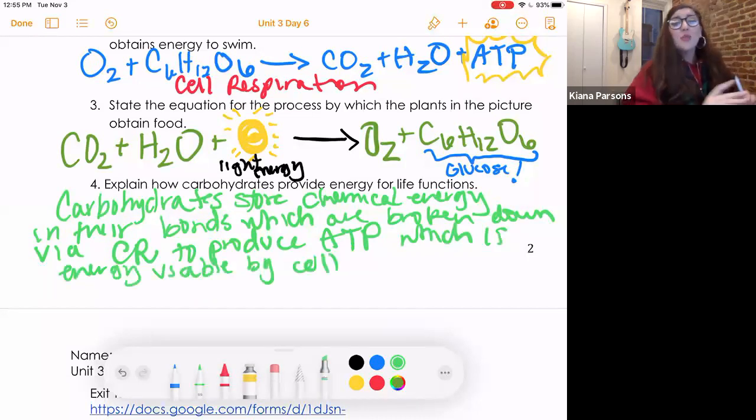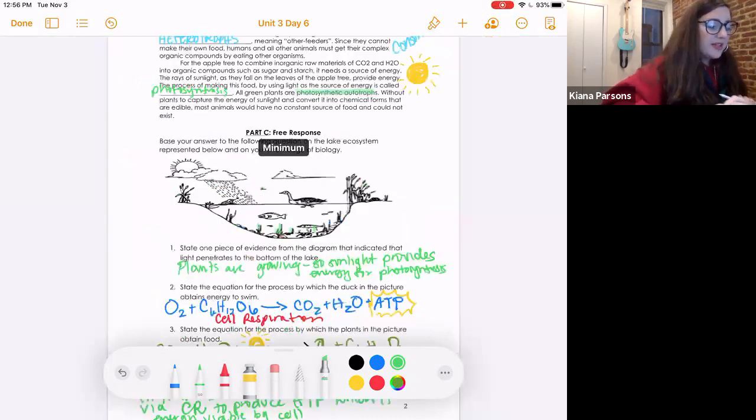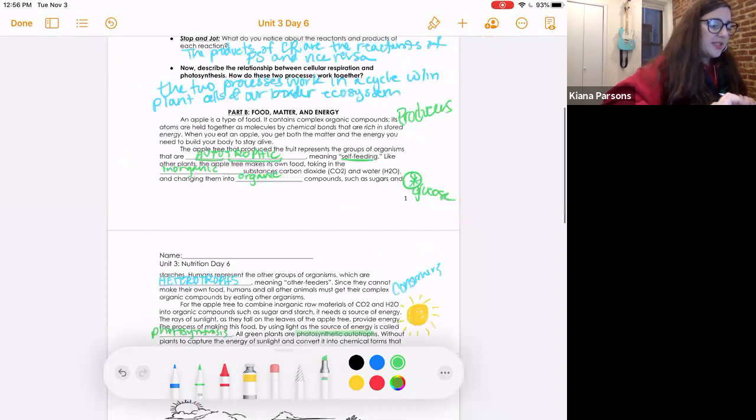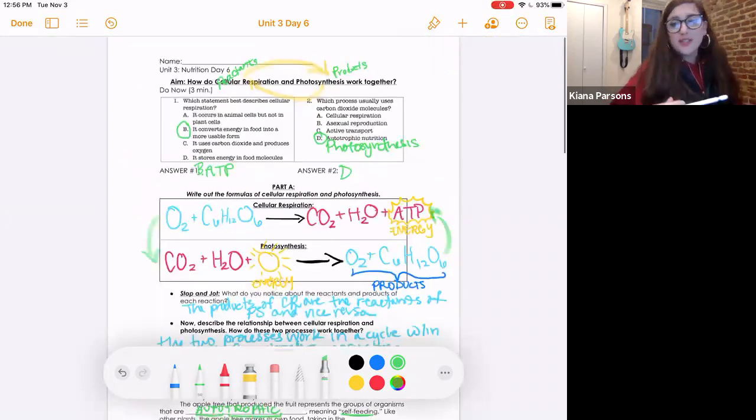All right, ladies and gentlemen, that was Unit 3, Day 6. Today we talked about how the processes of photosynthesis and cell respiration work together to sustain life on Earth. And we went through these two processes together, how they work in a cycle. And I hope this gave you some inspiration for your TikToks or whatever other creative product you are going to produce for part 3 of the Unit 3 synthesis project.